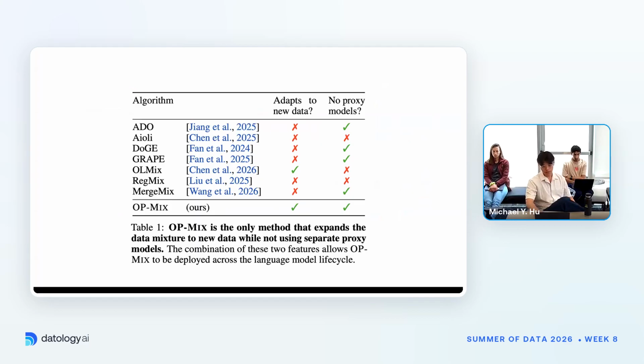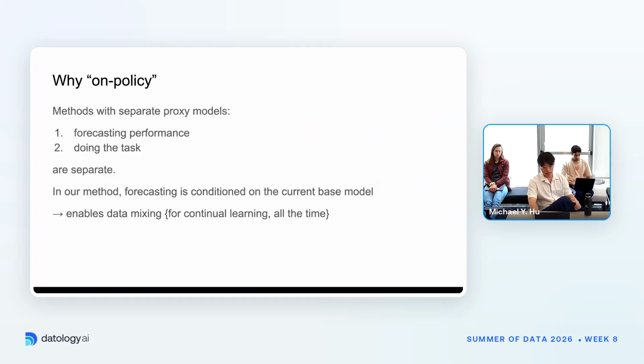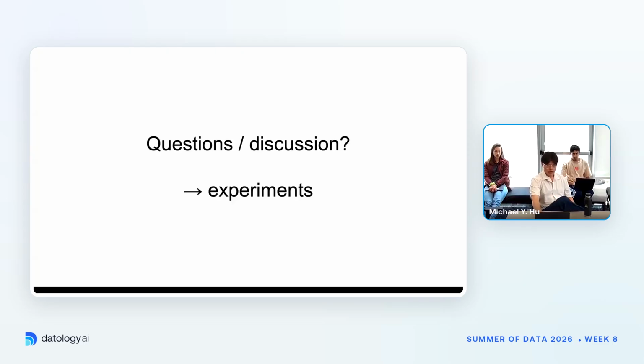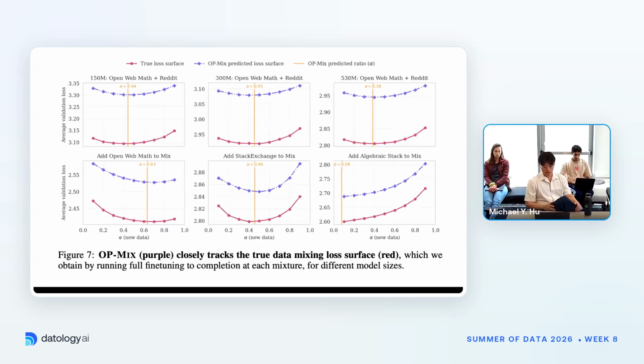Okay. So what do these moves give us? The first one is that you can adapt to new data by training the K+1 LoRAs. And the second one, there's no separate proxy model. All the proxies are tied to the main model, which is why we call it on-policy mix, because there's no separate proxy model. The forecasting performance is all tied to the main model.